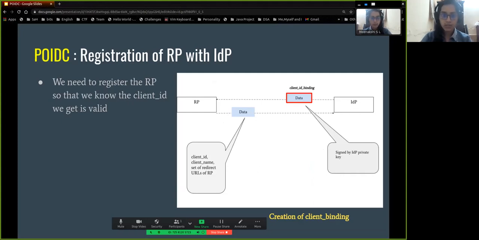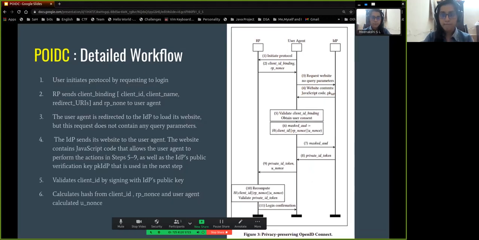Now, putting both of them together, let's look into the overview of the protocol. First, the user agent initiates the protocol. The RP sends the client ID binding and the RP nonce. The user agent requests the identity provider for the public key, and the public key is returned. Now the client ID binding is validated using the public key provided by the identity provider. So we get the client ID, and the hash is calculated using client ID, RP nonce, and U nonce.